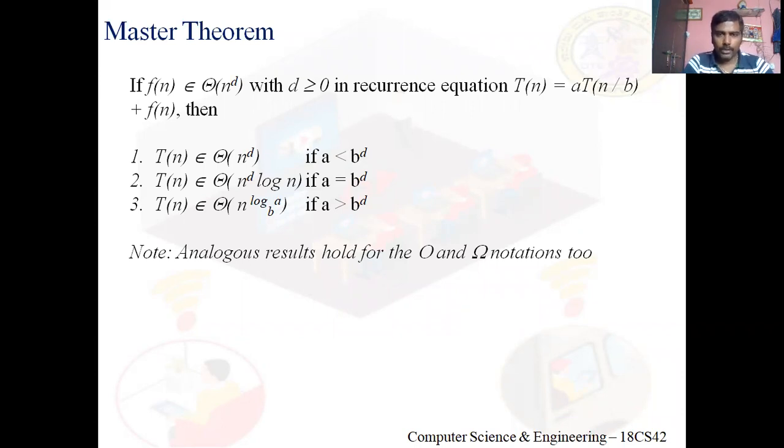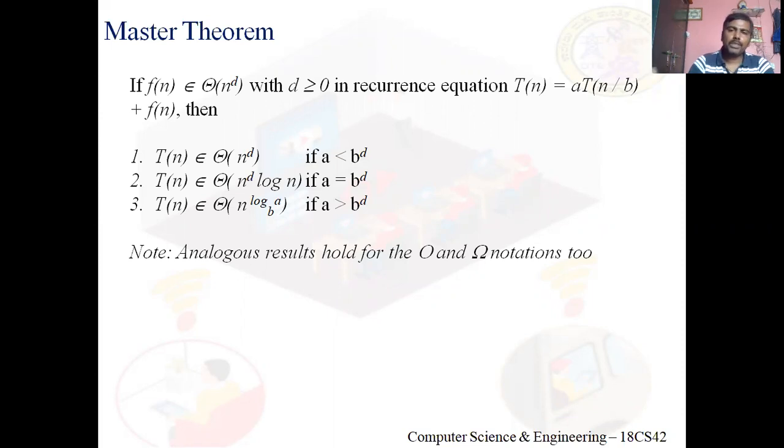Then from the recurrence, you have a, and you have b. Also from f of n, you have d. So now you have the three values a, b, and d. Now you determine the relation between a and b power d. There are three possibilities: a less than b power d, a equals b power d, and a greater than b power d.